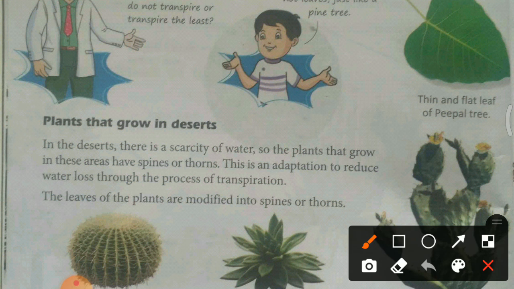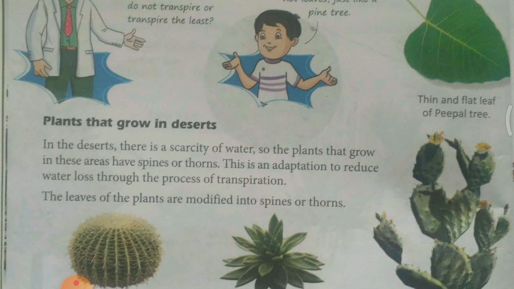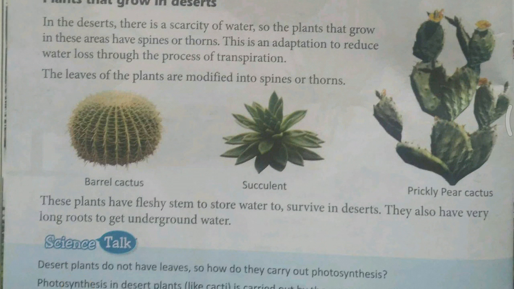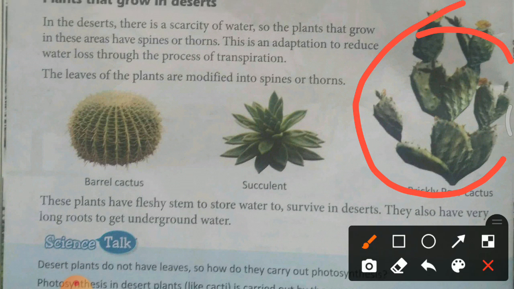The next one, plants that are grown in desert. If you take a desert area, there is a scarcity of water. Plants grown in these areas have spines and thorns. Look at this image. This is a cactus. It has thorns on its body. And these are other examples of desert plants: parallel cactus and succulent.